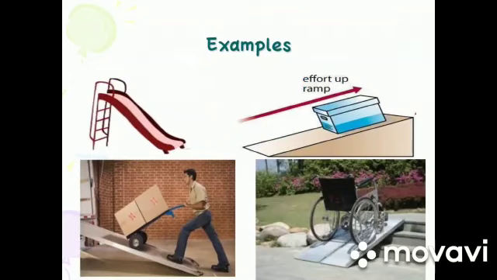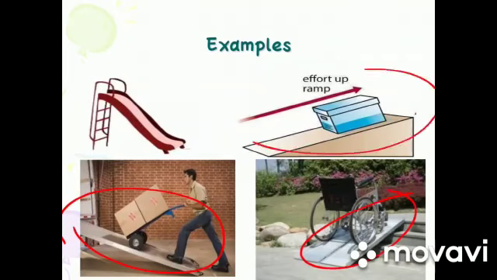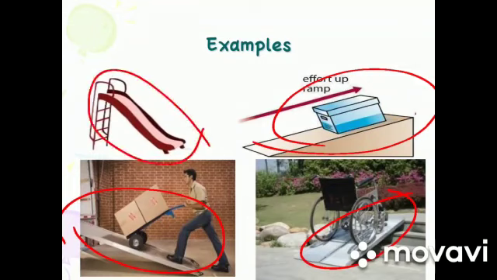These all are the examples of inclined plane. This is a ramp used by a workman to push a heavy load on wheels up into a truck. This is a ramp for wheelchair, a ramp to load luggage onto an aircraft or somewhere else. And this is a slide, which is also an inclined plane. Students, notice that all these inclined planes are stationary. Inclined planes do not move.